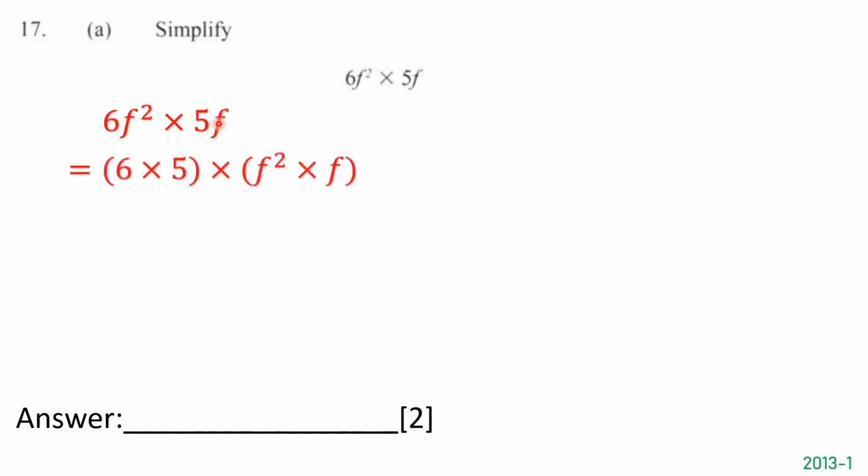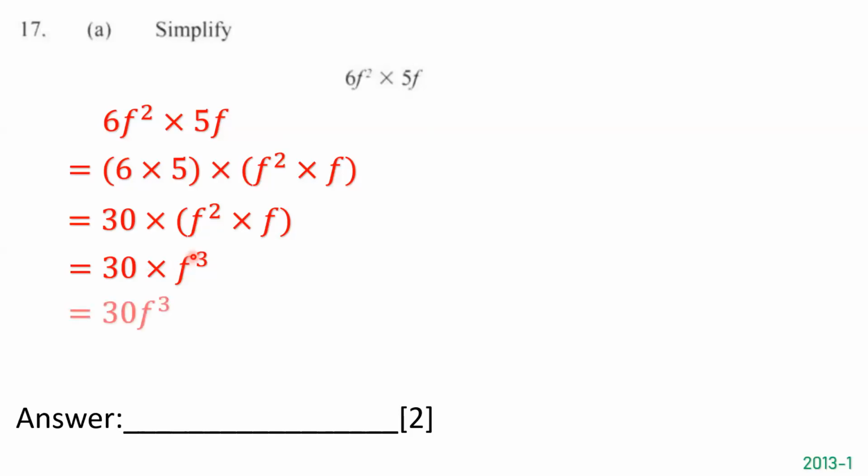Again, we're gonna group the numbers together and we're gonna group the letters together. We have 6 times 5, and then we have f squared times f. We know that 6 times 5 is 30. And then f squared times f is definitely f to the third power. And so we have 30 times f to the third power. We bring them together, 30f to the third power, and that's our final answer.